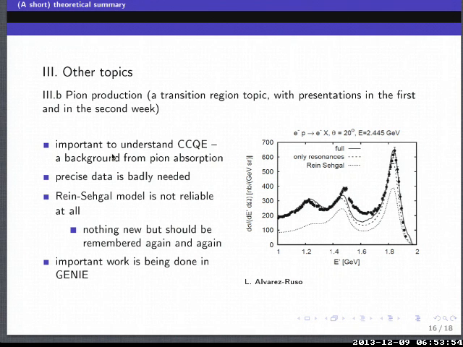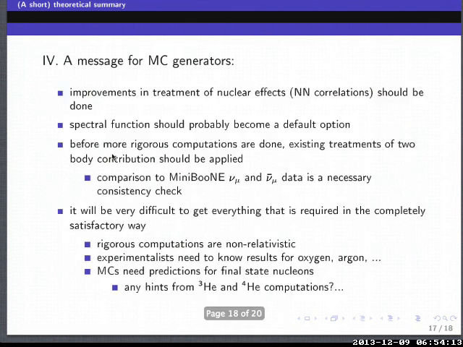Here it is in the case of electron scattering. So we have the data, very nice, precise data, and in dashed line is the prediction. So for the vector part of the Rein-Sehgal model, it is just a catastrophe. So bad that most generators are going to get rid of this model.